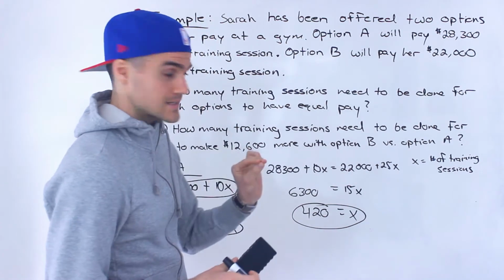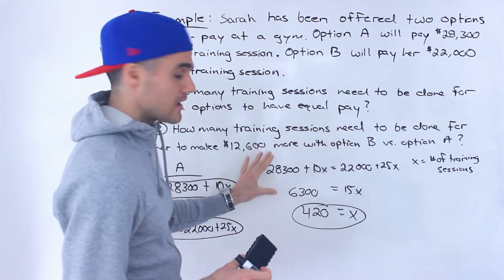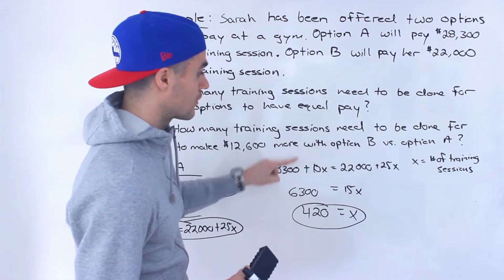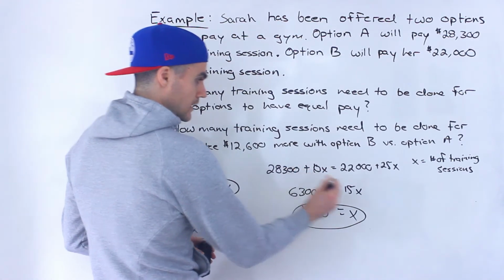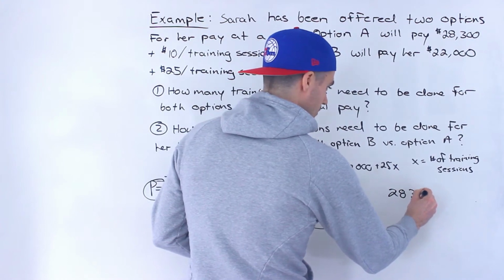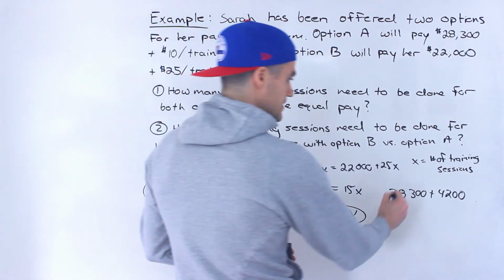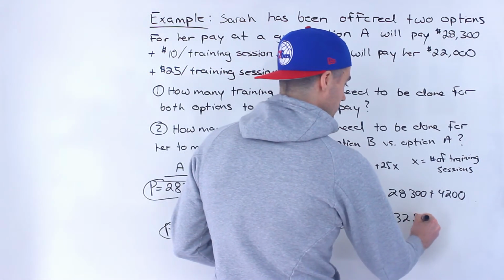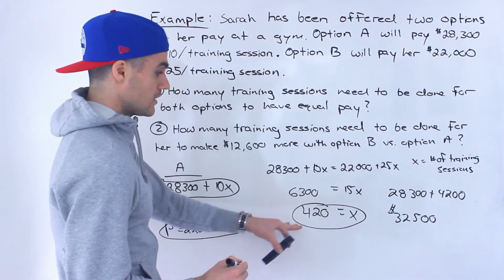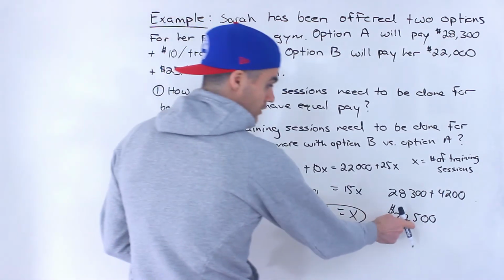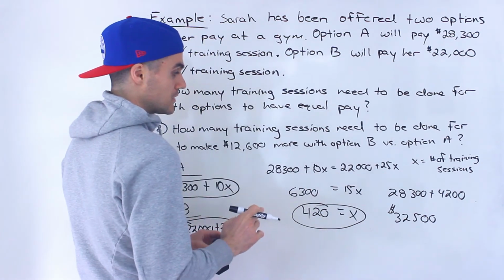They could have also asked, what's the pay that's going to make them equal? What's that equal pay going to be? You would just plug in 420 into either of these, and you would get that answer. If you plug in 420 here, you'd have 28,300 plus 4,200, like that. And so that would give you 32,500. So that would be the equal pay with 420 training sessions. She would make 32,500 in both options with that many training sessions. That's when the pay would be equal.